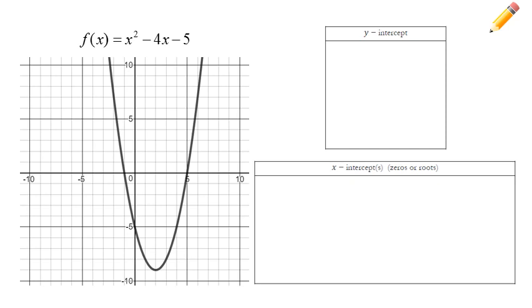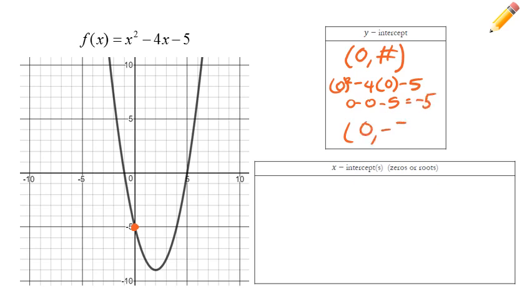Your y-intercept. Your y-intercept is where it crosses the y-axis, which means you're going to have 0 for x and a number for y. Well, let's actually plug that in. If I plug in 0 for x into the equation, show this work, we end up with a minus 5. So my point is 0, comma, negative 5 for my y-intercept.